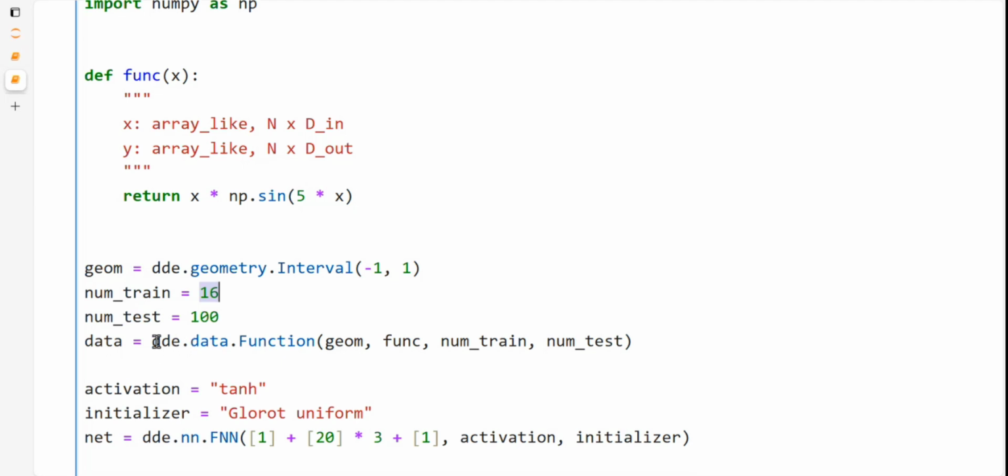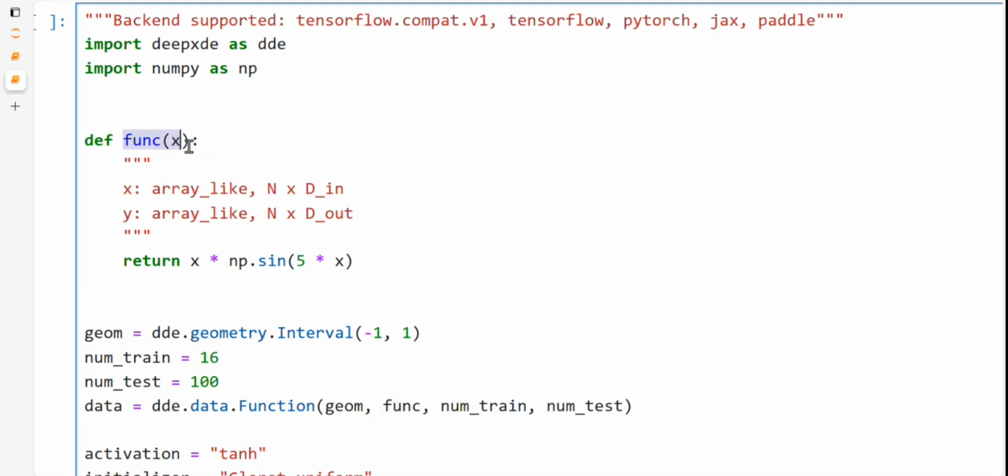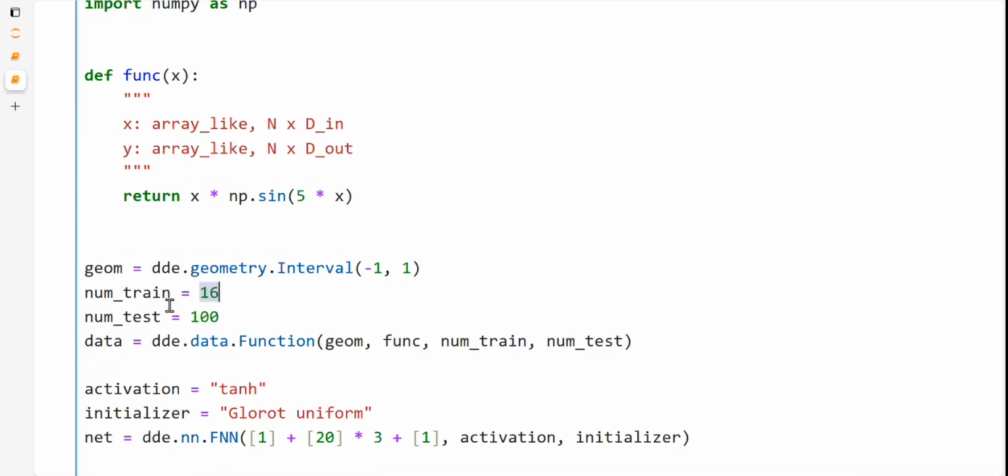In the next line, we have dde. Since we are working in DeepXDE, from data we call a function and input the values: the geometry, which is given over here. Then we have the function which is already defined over here, which is our given function. Then the number of training points, which are 16, and testing points are 100.